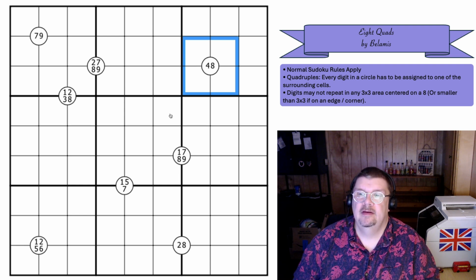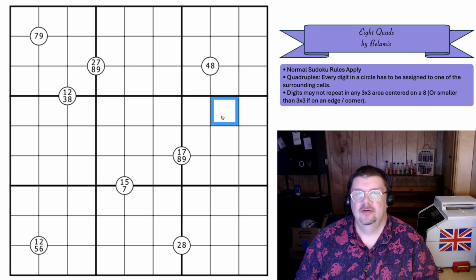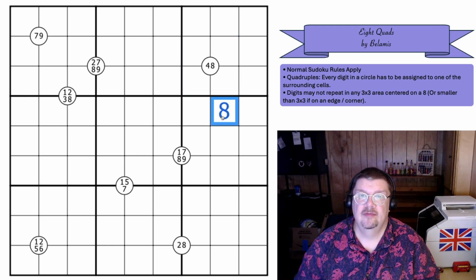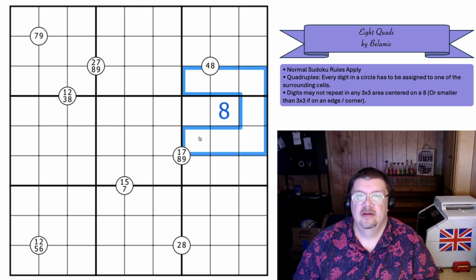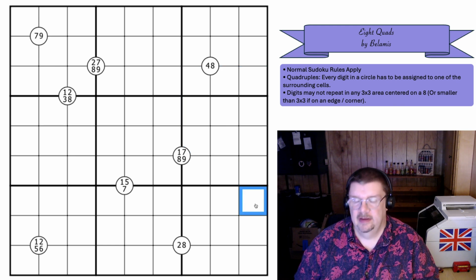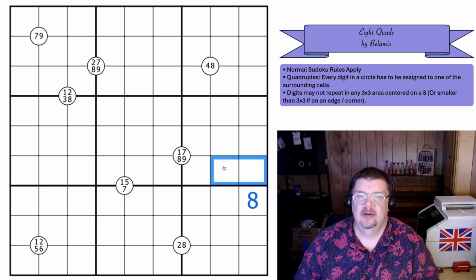Digits may not repeat in any 3x3 area centered on an 8, or smaller than 3x3 if on an edge or corner. So what that is saying is that if that is an 8, then that has to be a set of 9 different digits. And if this is an 8, then those digits also have to be without repeat.